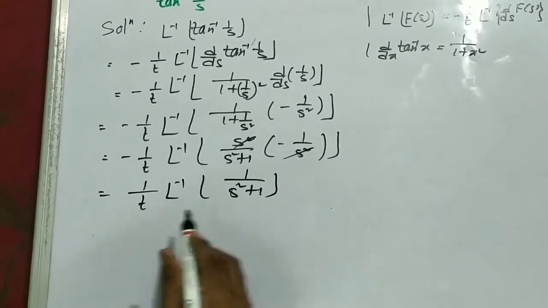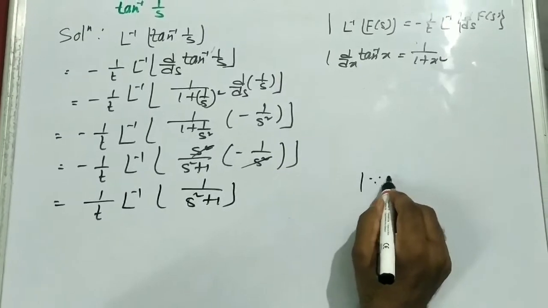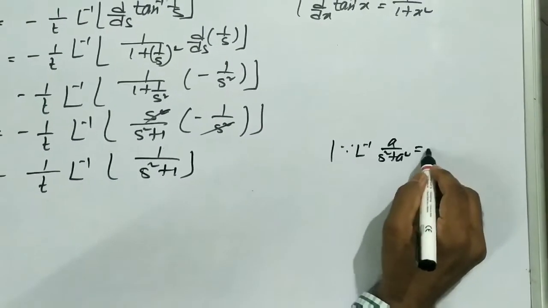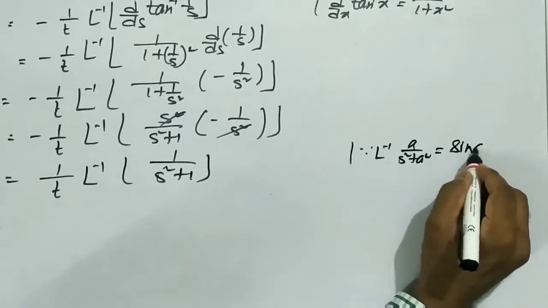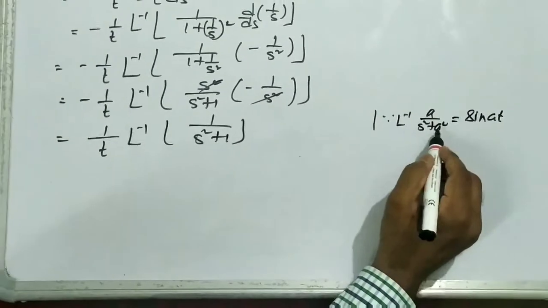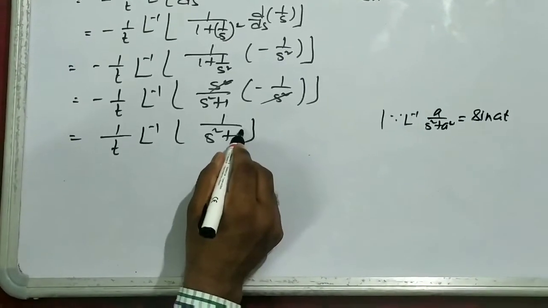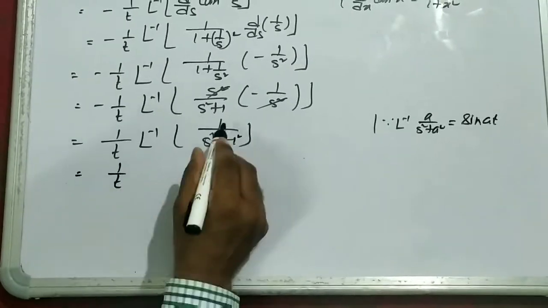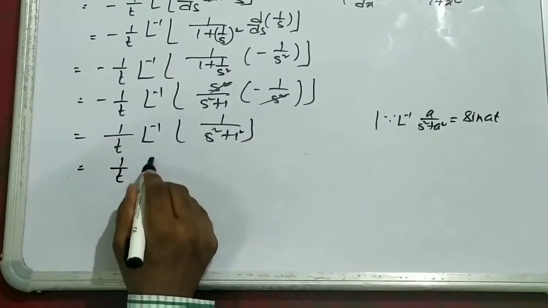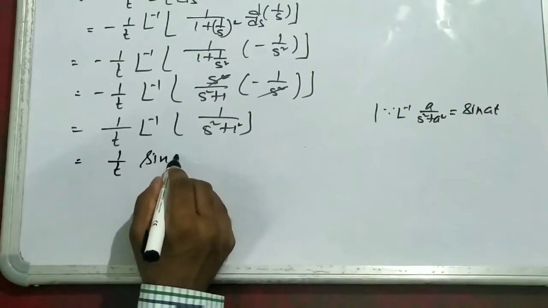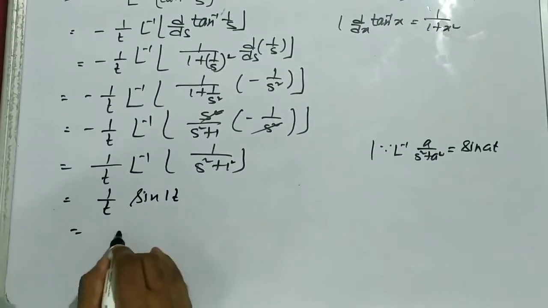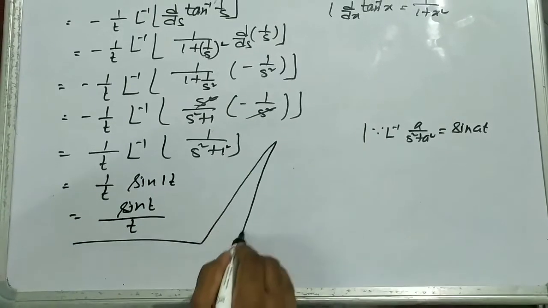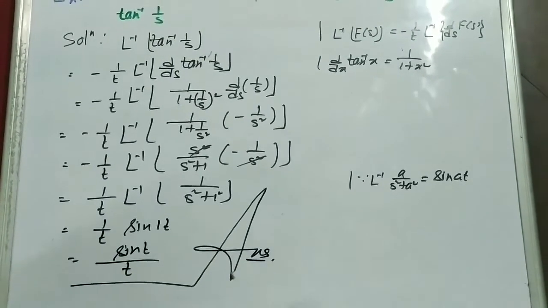Now we get the direct formula. I am rewriting this formula: L inverse of a by s square plus a square is sin at. Here a square means 1 square. So this is a by s square plus a square, sin at, with a equal to 1. This implies sin t by t. This is our answer. So next we consider another problem.